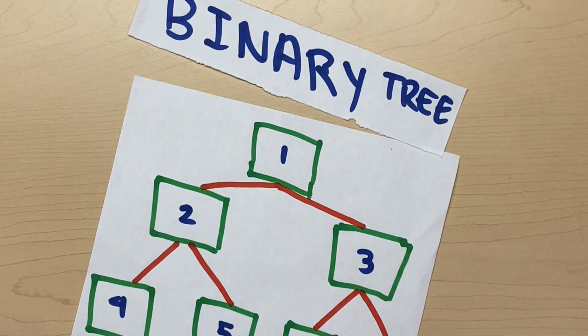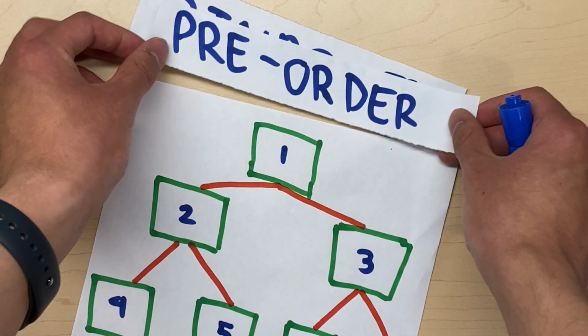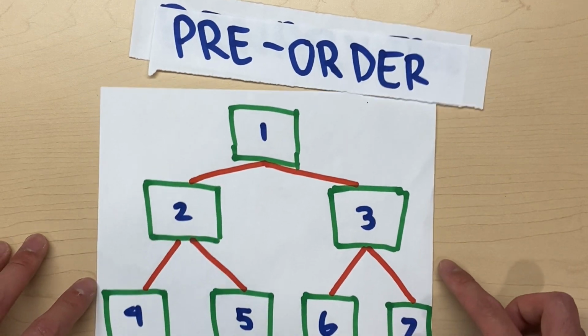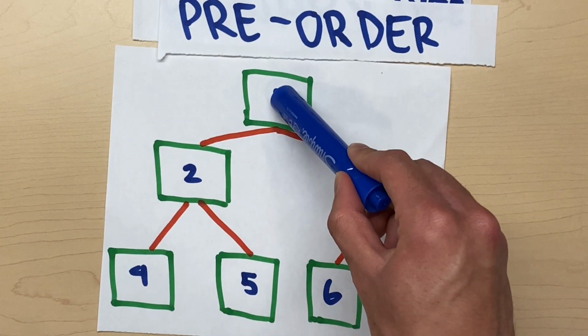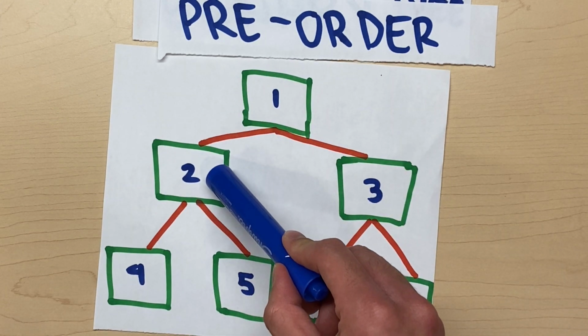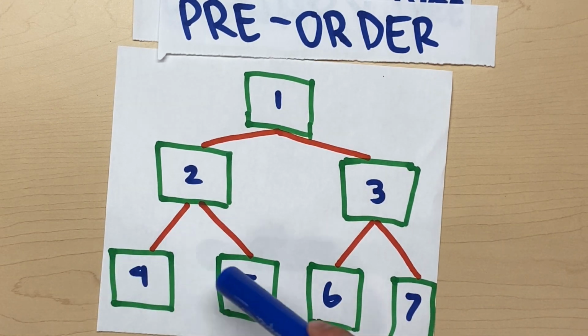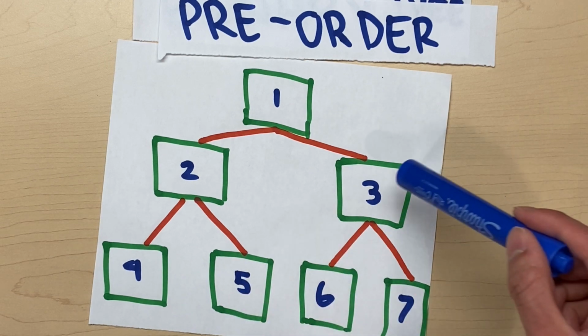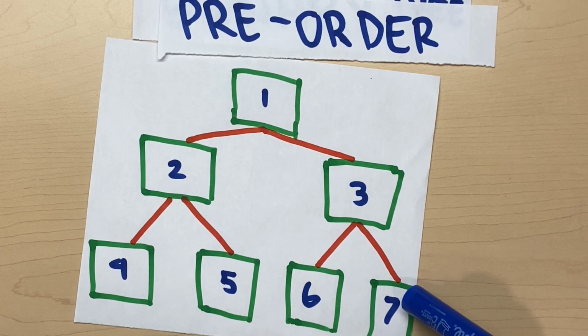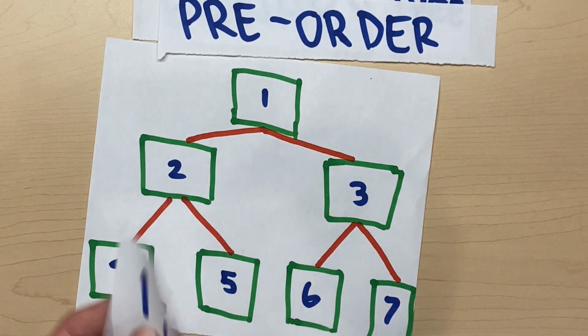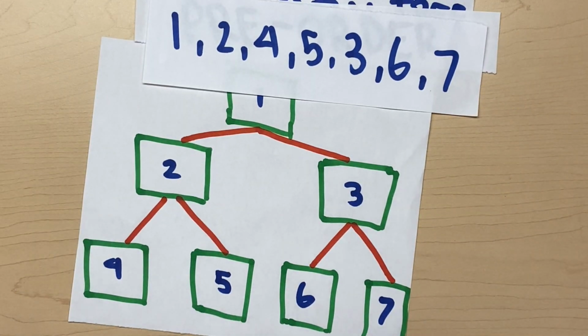The second traversal is the pre-order traversal. What that means is we're going to visit the root, then the left, then the right. In this case, we start at the root, which is 1, go to the left 2, and then left again 4, and then 5, and then 3, 6, and then 7. So that's our order for pre-order.